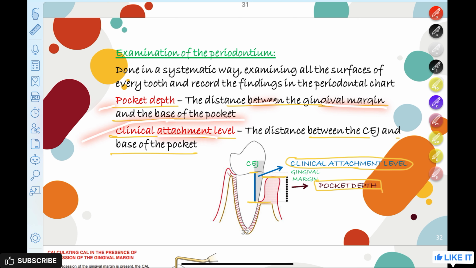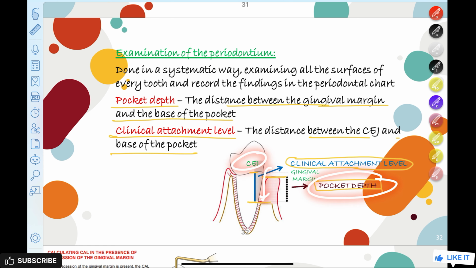Second is the clinical attachment level, the distance between the CEJ and the base of the pocket. Imagine this is the pocket and this is the CEJ. So this is the clinical attachment level, this is the gingival margin, and this is the pocket depth, this is the CEJ.